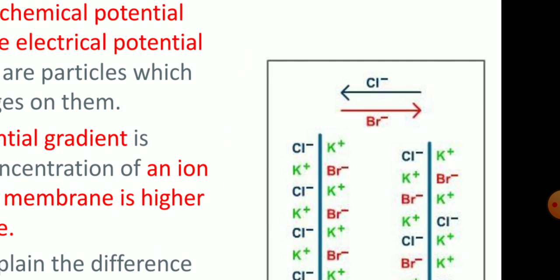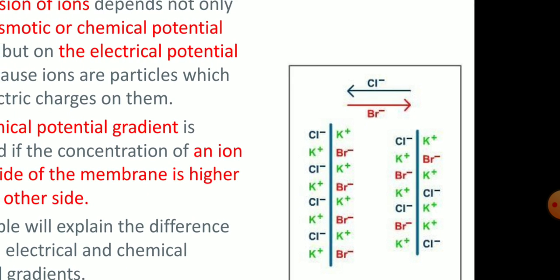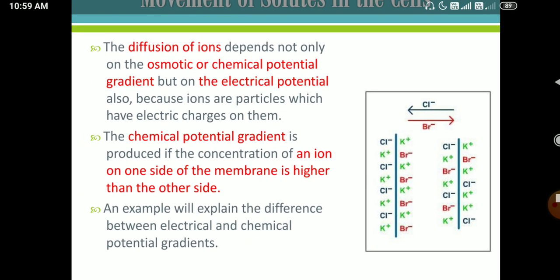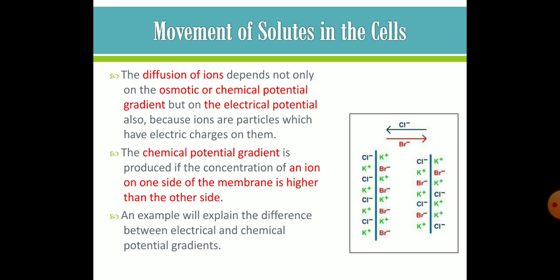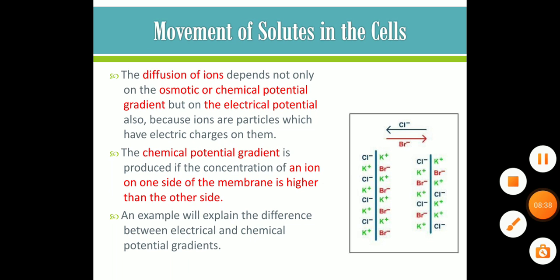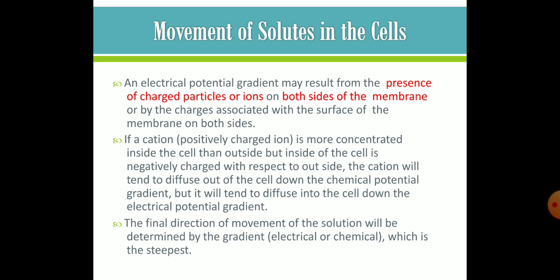So chloride is a negative ion and K plus, the potassium ion, is a positive ion, or the potassium ion exchanges with the bromide ion. So like that, the diffusion of ions depends not only on the osmotic or chemical potential gradient, but on the electrical potential also, because ions are particles which have electric charges. Usually the chemical potential gradient is produced if the concentration of the anion on the outside of the membrane is higher than on the other side. This is how the example explains the mechanism.